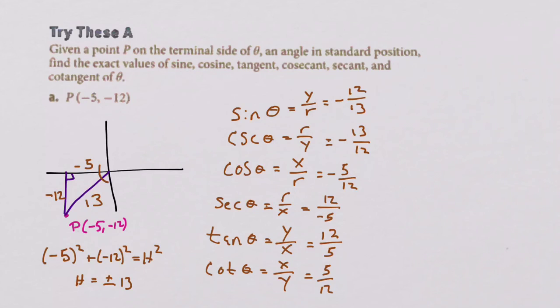It's just a matter of drawing your reference triangle in the correct quadrant and making sure that your signs are correct when you set your ratios up.